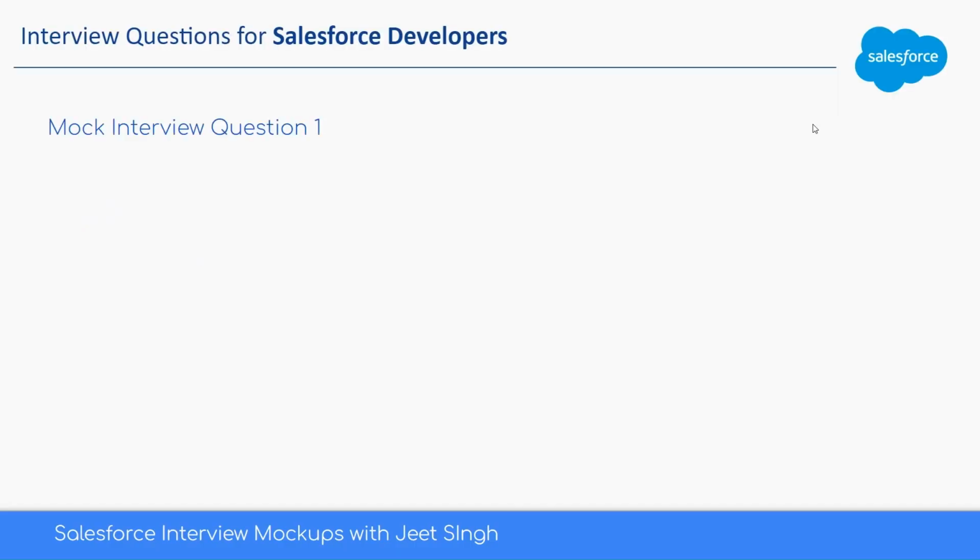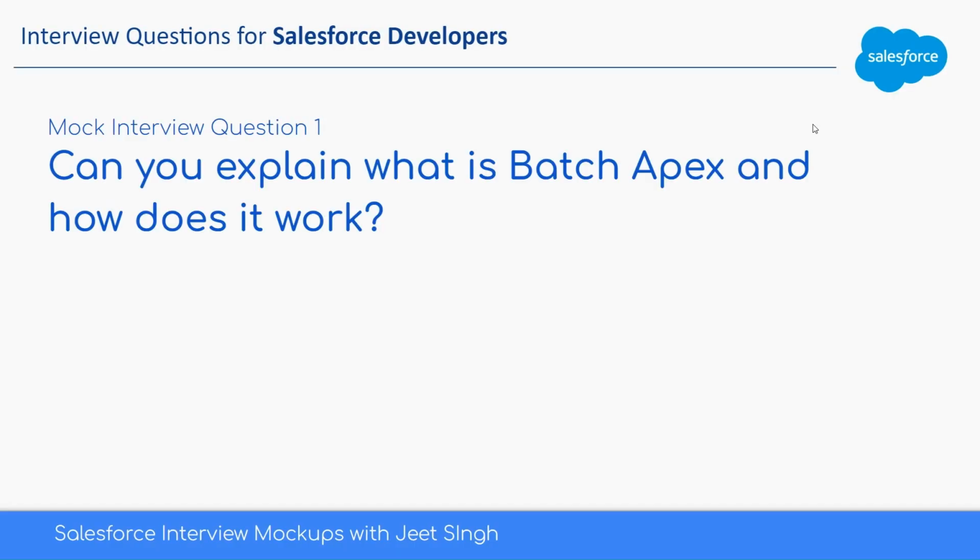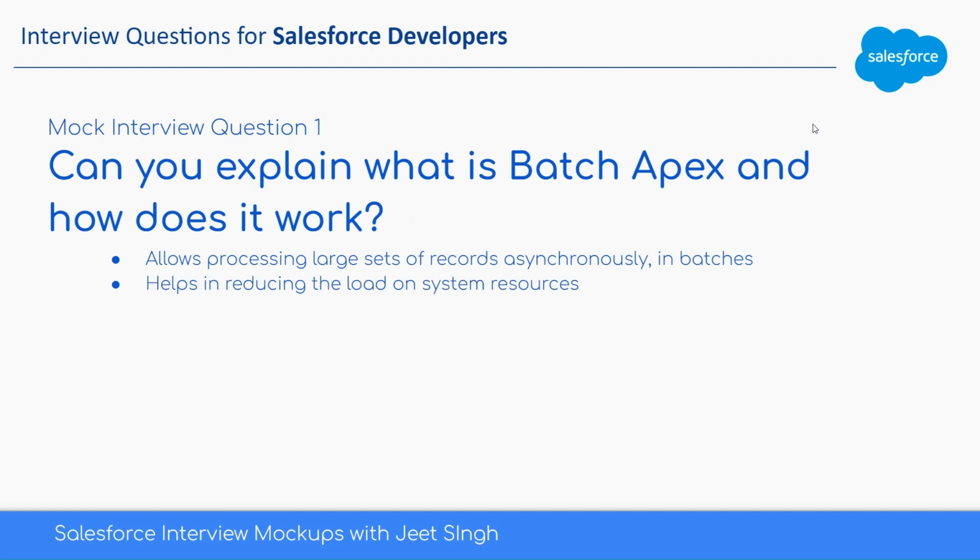Can you explain what is Batch Apex and how does it work? Batch Apex in Salesforce is a feature that allows developers to process large sets of records asynchronously. It enables the processing of millions of records while complying with Salesforce's governor limits such as CPU time and heap size. Batch Apex jobs break down the data into manageable chunks called batches, which are processed separately. This helps in reducing the load on system resources and prevents hitting governor limits.